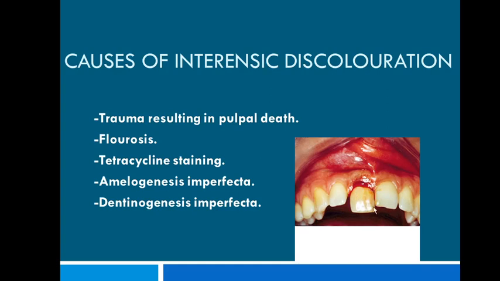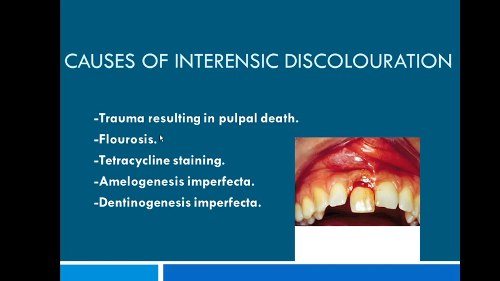The tooth will extrude out of its socket, will come out. Can you see it's extruded out of the socket? Can you see the difference? And there is hematoma here. So this is the first cause of intrinsic discoloration, and it starts due to pulp death. What happens? The tooth starts to change its color, becoming yellowish brown.